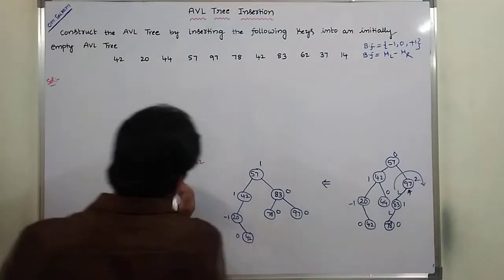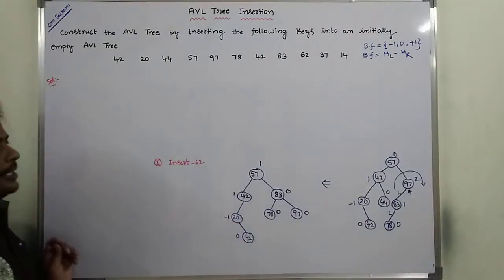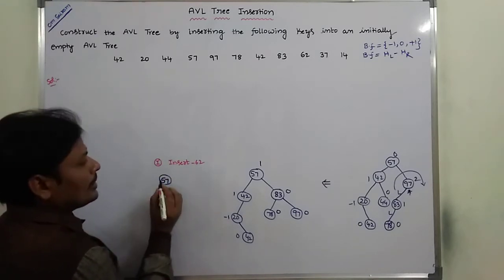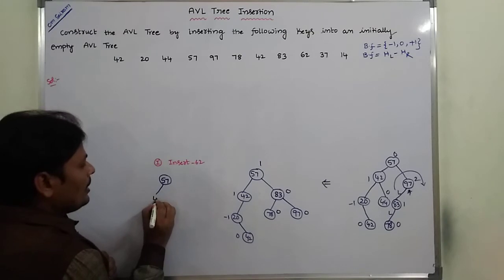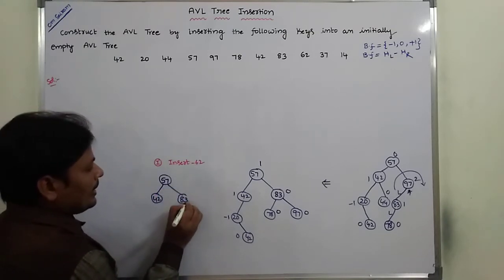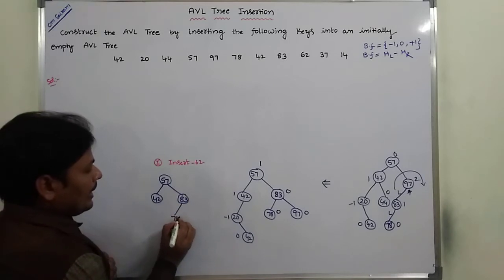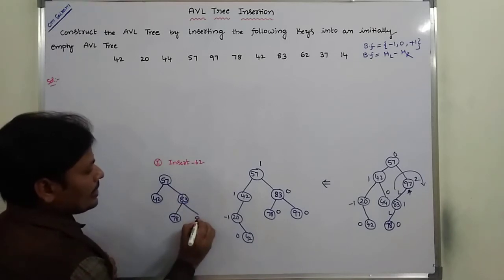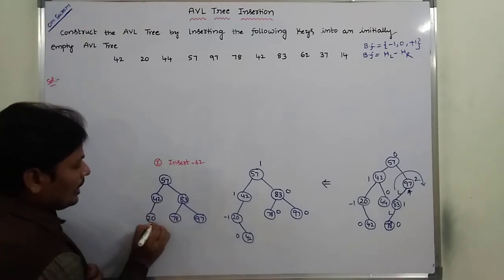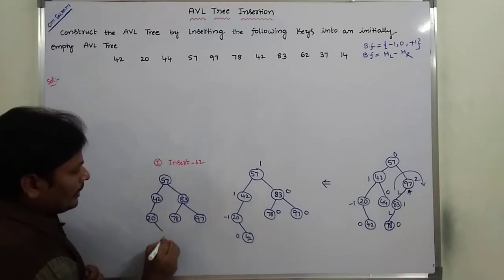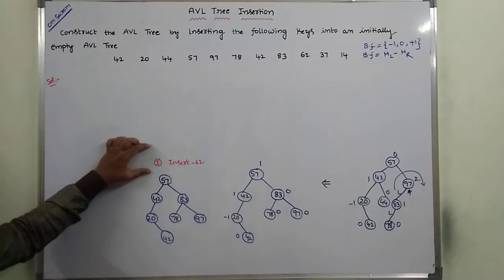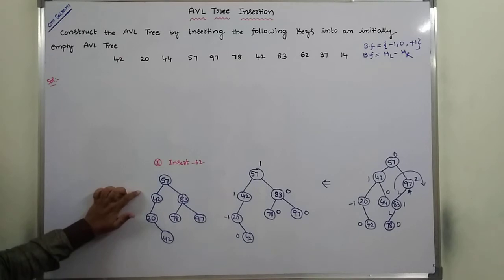Next we have to insert 62. Before inserting 62, the tree is: root node is 57, its left child is 42 and right child is 83. 83's left child is 78, 83's right child is 97, and 42's left child is 20, and 20's right child is 42. Now we are inserting 62 into this existing tree.